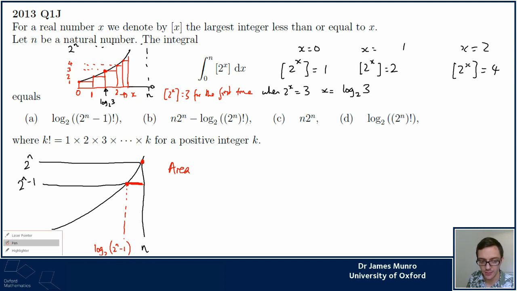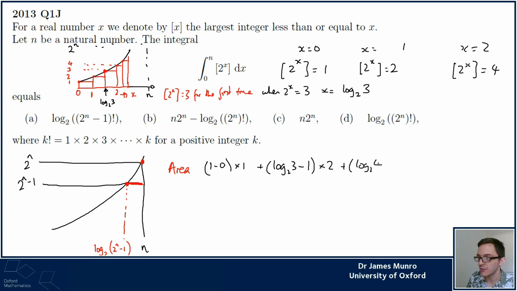That looks like, slightly over time, sorry. That looks like, so this first rectangle has size 1 minus 0 times 1. And then the next one has size log 2 of 3 minus 1. That's its width, and its height is 2. The next one has log 2 of 4, which is equal to 2, minus log 2 of 3, times 3, plus so on and so on, plus the last thing in here is log 2 of 2 to the n, that's n, minus log 2 of 2 to the n minus 1, that's the width of this last rectangle, and the height of that rectangle is 2 to the n minus 1.